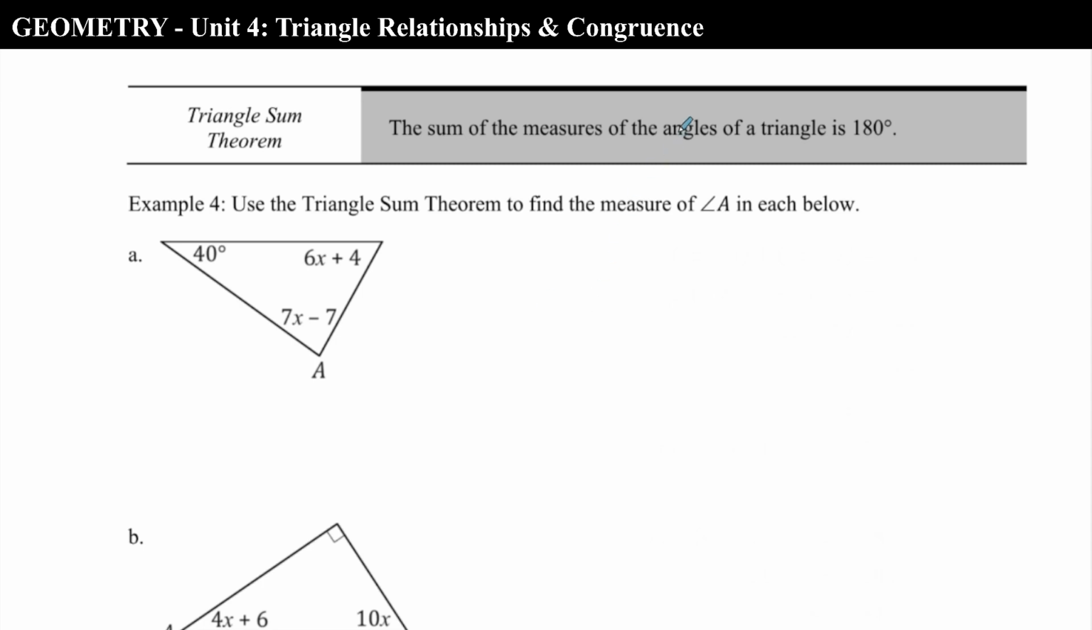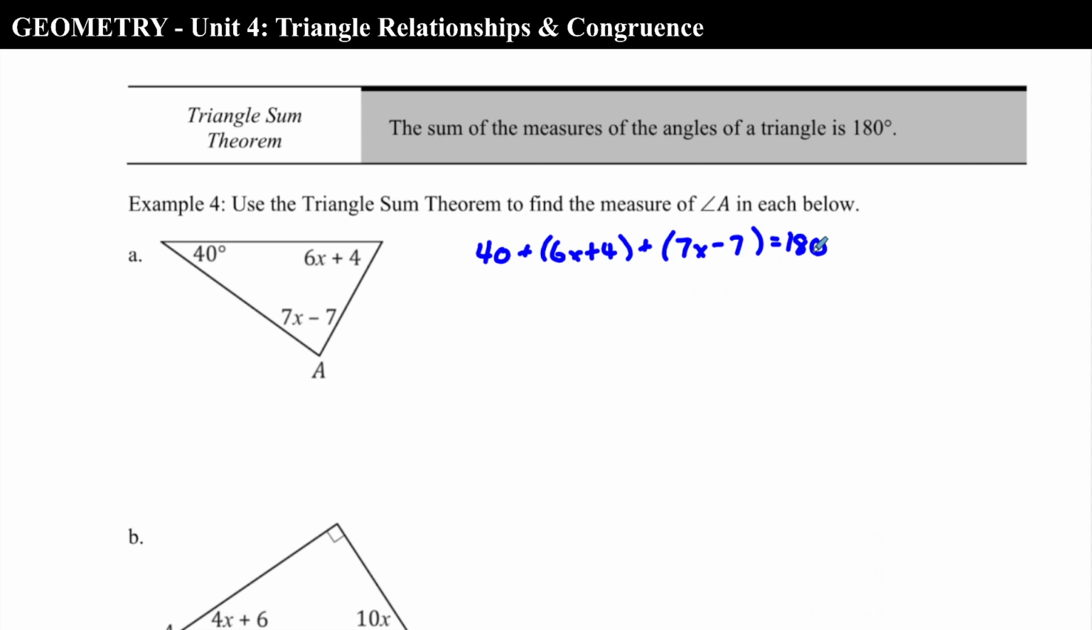So if we know that the sum of all the measures of the angles of a triangle is 180, we can use that to do things. So let's look at some examples of this. We're going to use the triangle sum theorem to find the measure of angle A in each of these examples. A is labeled for us in each one of these. So if we know that the sum of these is going to be 180, we're simply going to add them. 40 plus 6x plus 4 plus 7x minus 7 equals 180 degrees.